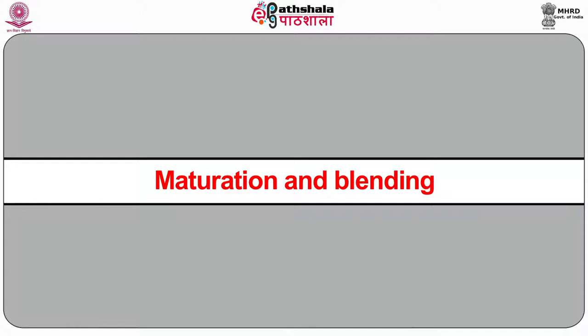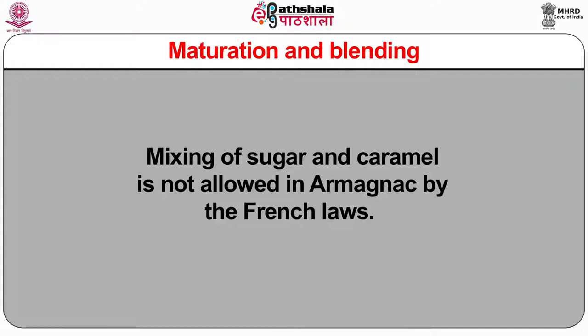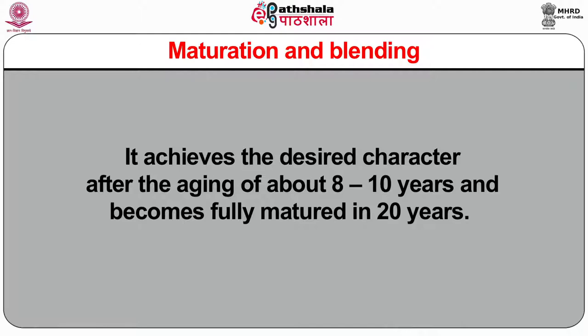The Armagnac is matured in charred Montlezun oak. The wood is rich in tannin, which imparts flavor and color to the Armagnac and also makes it mature early. The flavor is attributed to the manufacturing process and the unique distillation, which leaves more congeners and earthy aroma to the brandy. Mixing of sugar and caramel is not allowed in Armagnac according to the French laws. It achieves the desired character after the aging of about 8 to 10 years and becomes fully matured in 20 years. Now we'll move to the next section, which is brand names of some popular Armagnac.